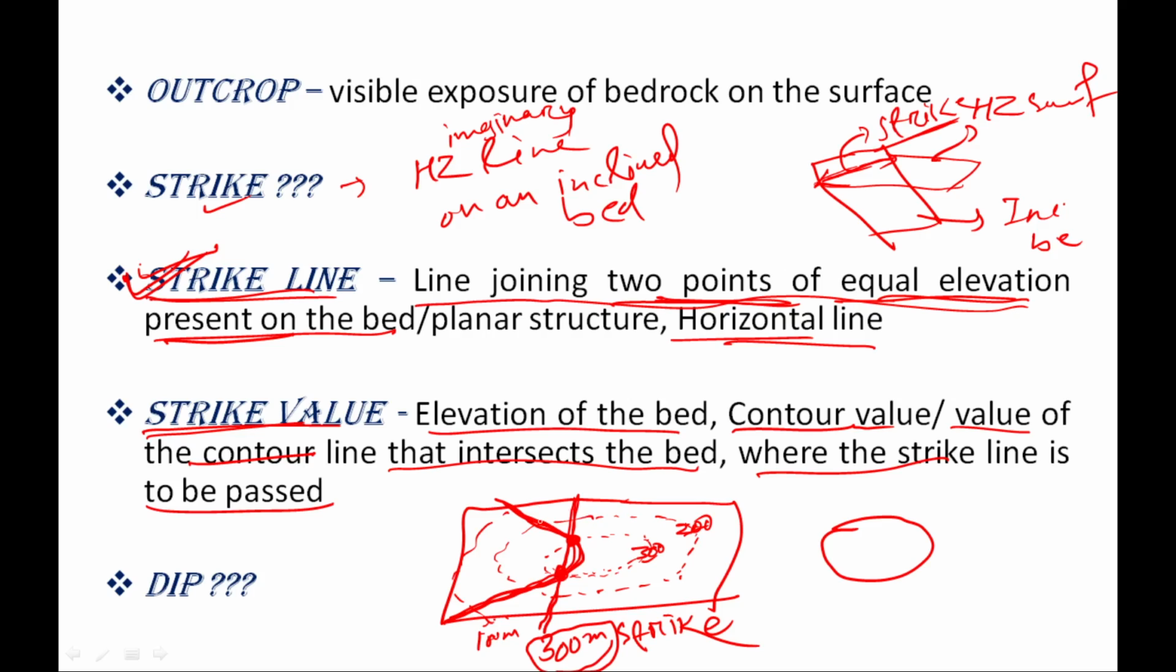Similarly, if you find this point and this point, these 2 points are also on a contour of 200 meter. So if I join the 2 points like this, this is a strike line which is of 200 meter value. 200 meter is the strike value, which is nothing but the contour value. And which contour? The contour which is passing through those 2 points where the strike line is intersecting the bed.